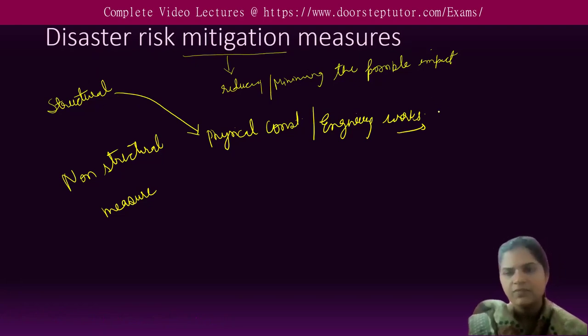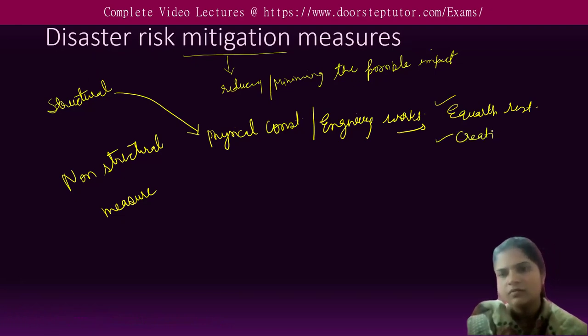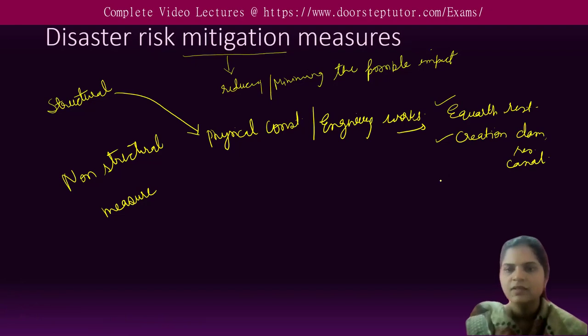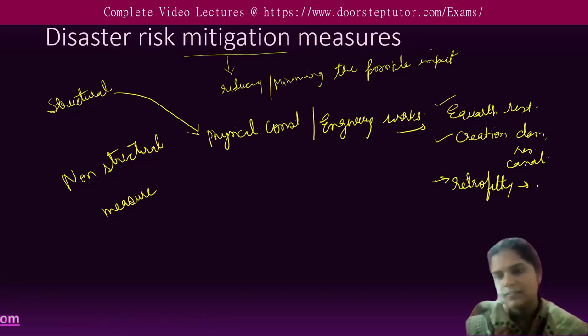Some examples I can cite: earthquake resistant buildings or infrastructure, then construction of a dam, reservoir, or canal system to mitigate the flood impact. Then we have another concept, retrofitting. In retrofitting, we actually strengthen the existing structures, existing infrastructure, to tackle the possible impacts caused by the disaster.